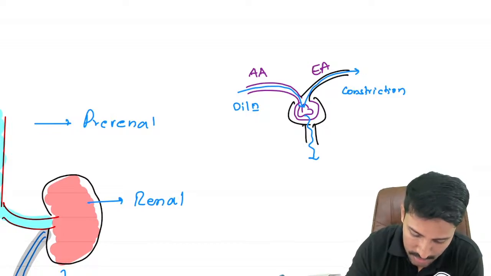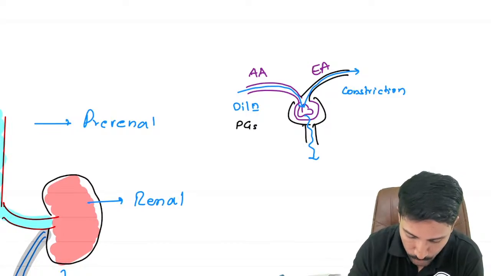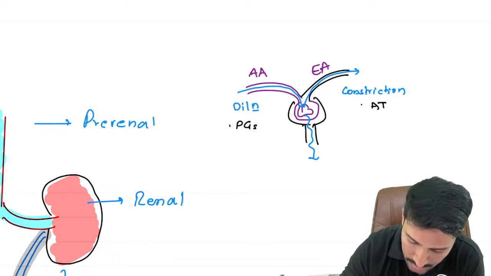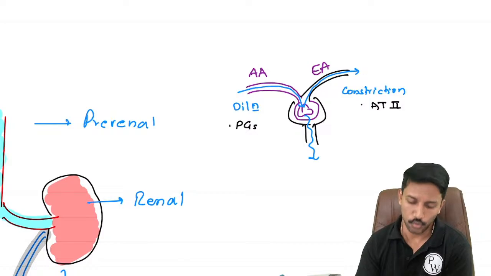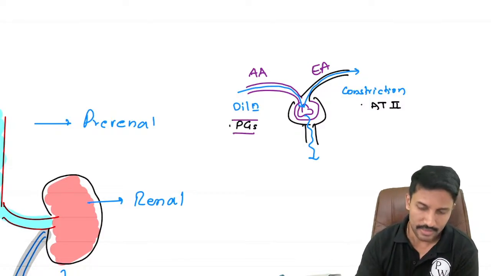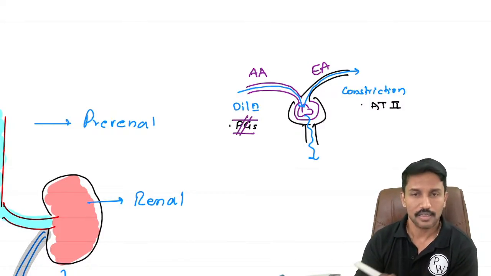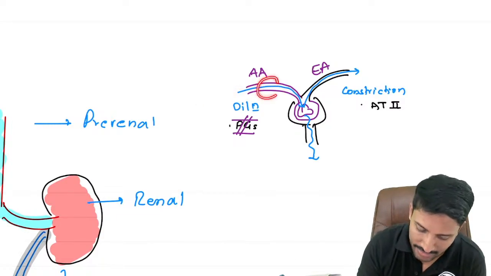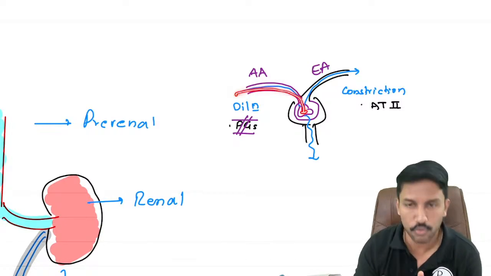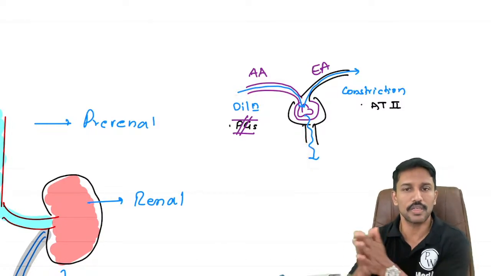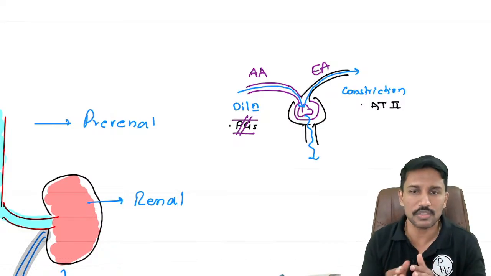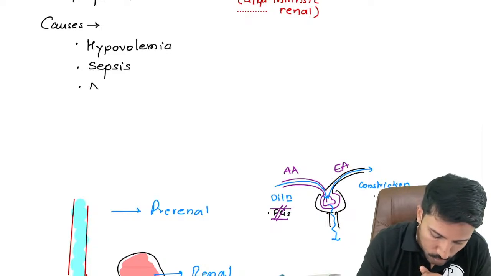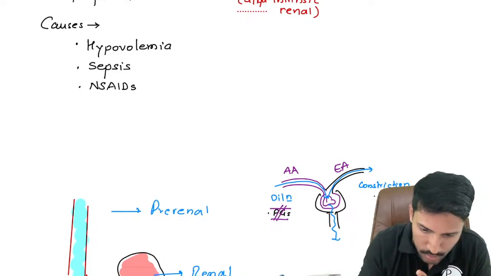So this dilation can be achieved by prostaglandins, and constriction can be achieved by angiotensin 2. Now, if I give NSAIDs, what happens to prostaglandins? They are blocked. So when the blood flow to the kidney comes down, if you are on NSAID, you may not be able to dilate the afferent arteriole. So you may not be able to improve the blood flow to the kidney, and you may not be able to improve the renal function. So NSAIDs can also cause pre-renal acute kidney injury by inhibiting the prostaglandin production.